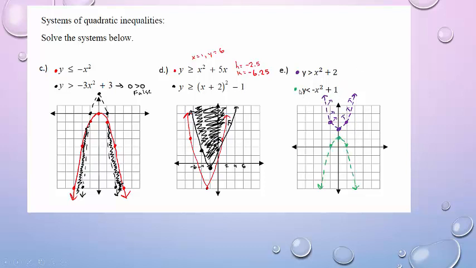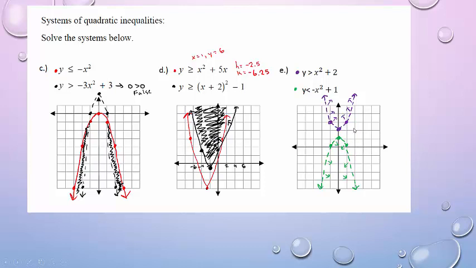I also like this one because it's basically a parent function. It's flipped upside down and shifted up 1. So I can pretty much draw it like I would draw a parent with just those two modifications. And if I do run (0, 0) through this, I get 0 is less than 1. Now that is true, so I would want to shade the side that contains (0, 0).